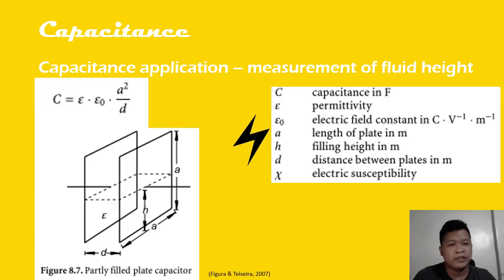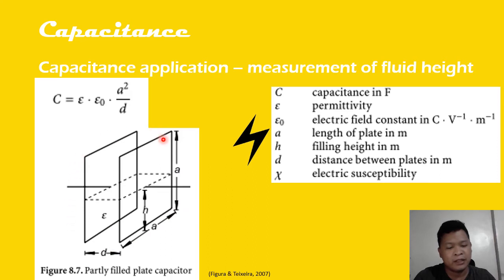So one application of capacitance is in the measurement of fluid height. So there's actually sensors that can be used to detect the level of fluid corresponding to its volume or amount through the use of capacitors. Okay, so as you can see in this illustration, there's a capacitor here, and the height of the fluid is between the height of the plates. Okay, so how do we measure this?